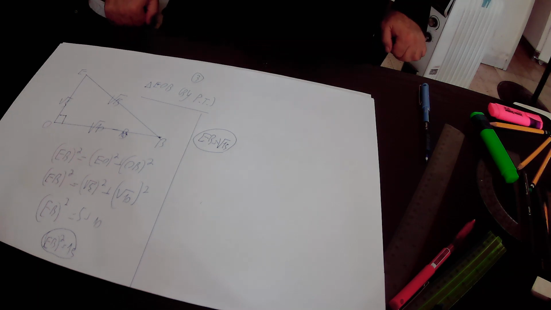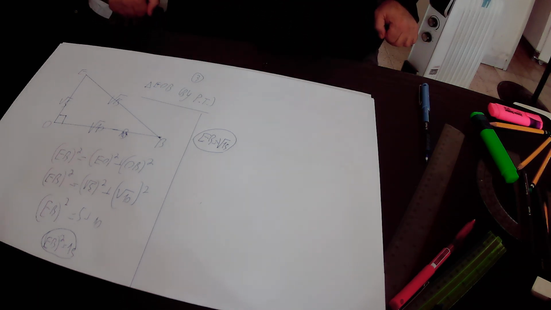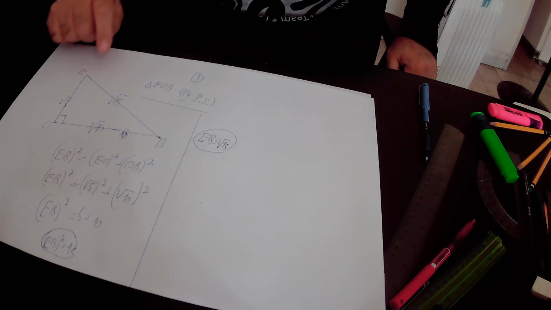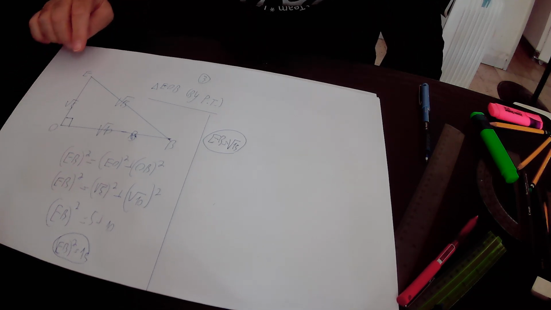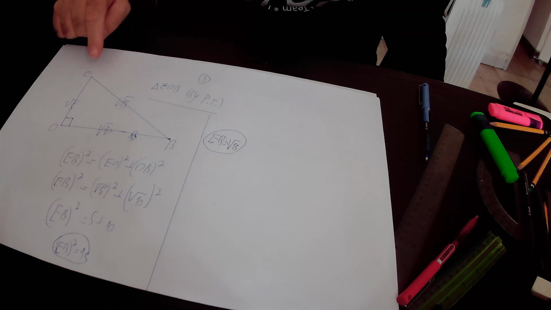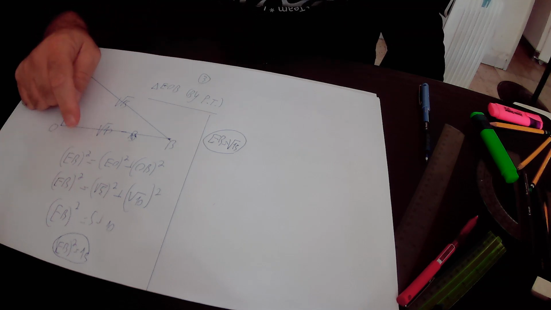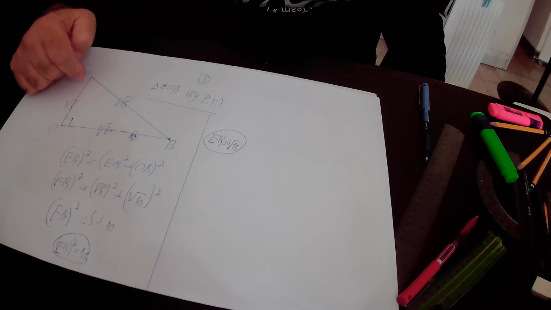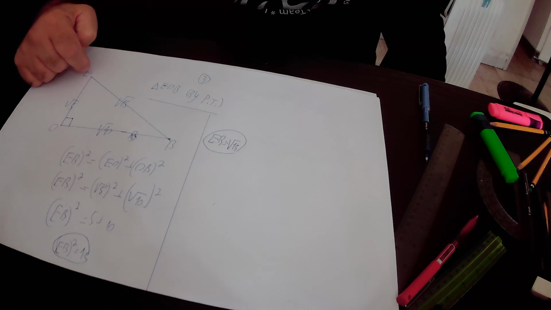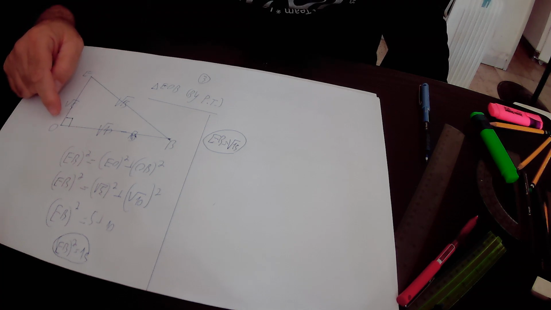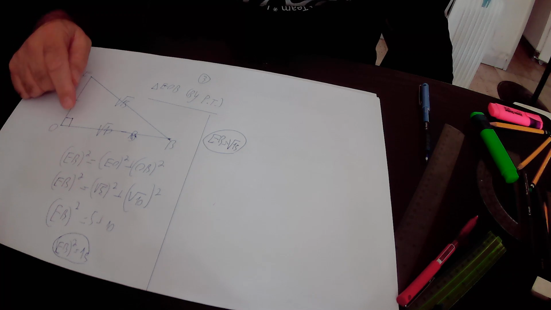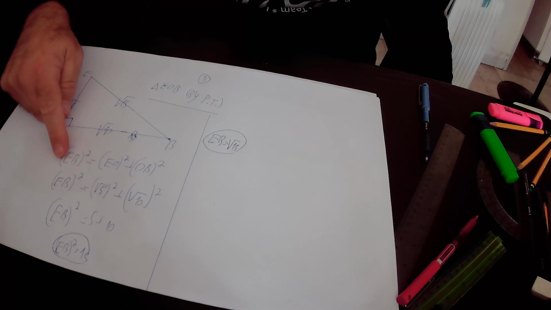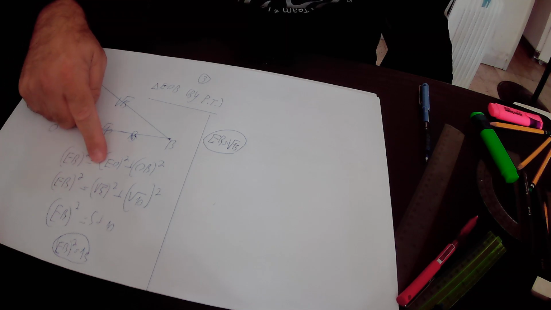According to the Pythagoras theorem, on this right triangle EOB, the square of the hypotenuse equals the sum of the squares of the perpendiculars. The hypotenuse is EB, therefore the square of the hypotenuse is EB squared. And it must be equal to the sum of the squares of the perpendiculars. That is to say, it must be equal to EO squared plus OB squared.